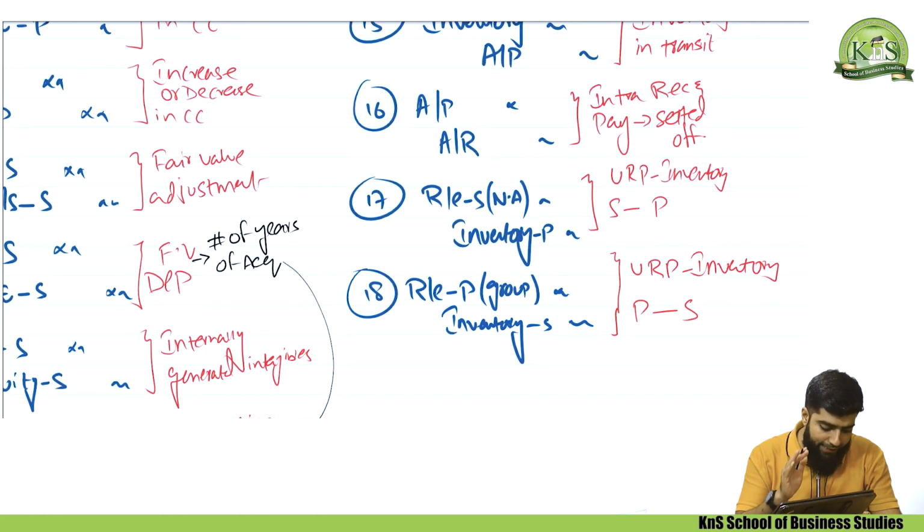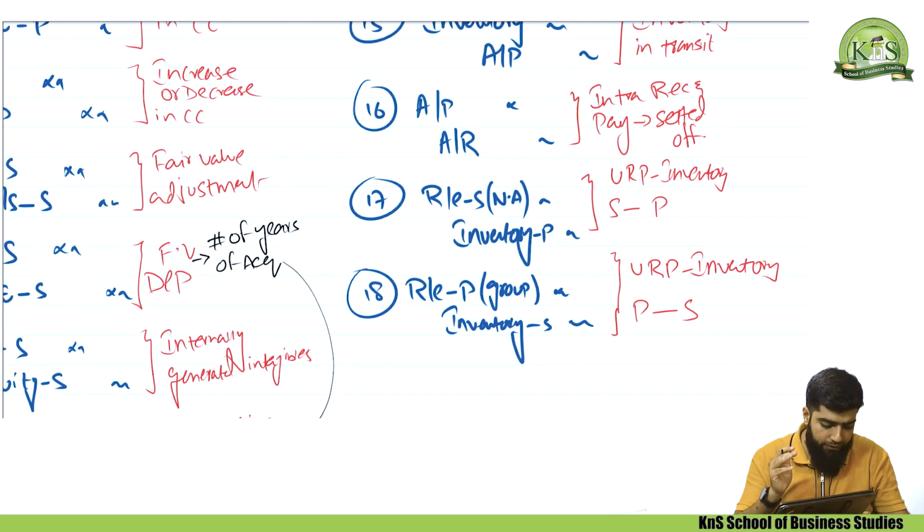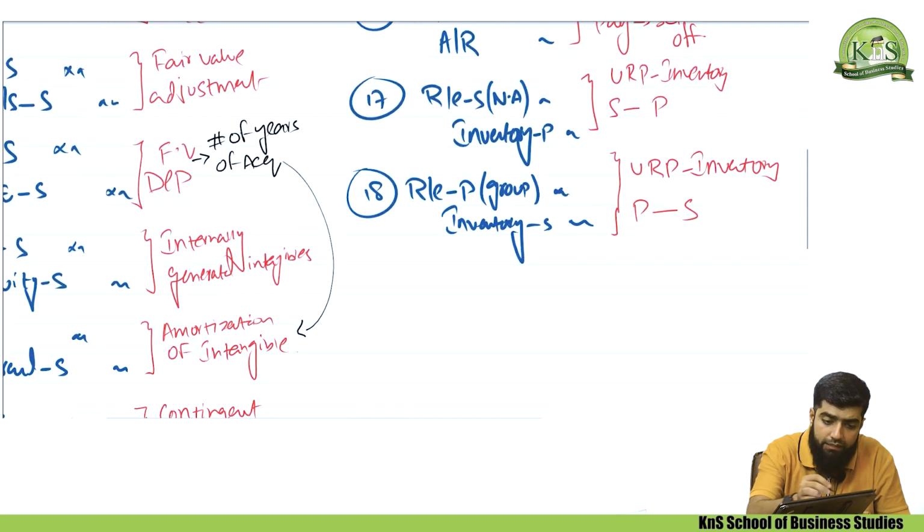So that is the unrealized profit of inventory, whether the subsidiary company sold goods to the P company or the parent company sold goods to a subsidiary company. This is the intra-group trading. These adjustments were related to the intra-group items. But this is not the end.